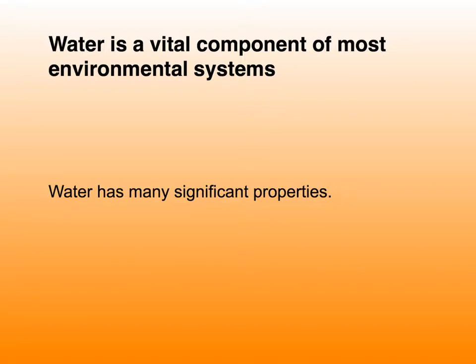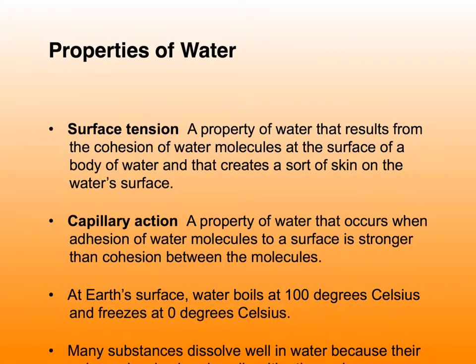Water has many significant properties. Surface tension: it all sticks together, right? This is called cohesion. These are cohesive forces, holding the surface together. So if you place a really light paper clip on water, or maybe you've seen a bug, like a water strider, sit on top of water, it is taking advantage of water's surface tension, right?